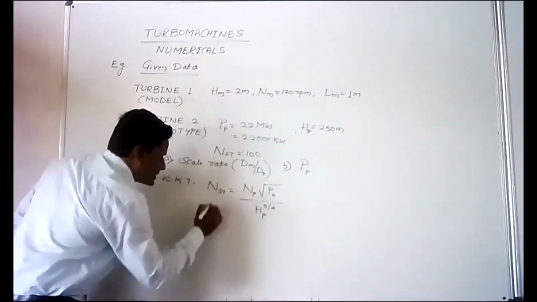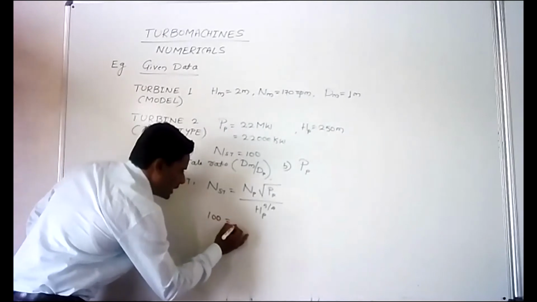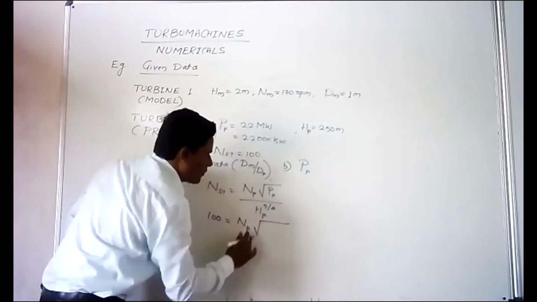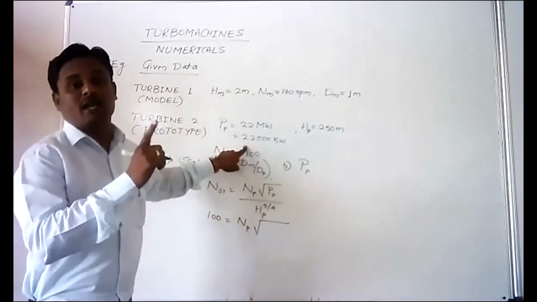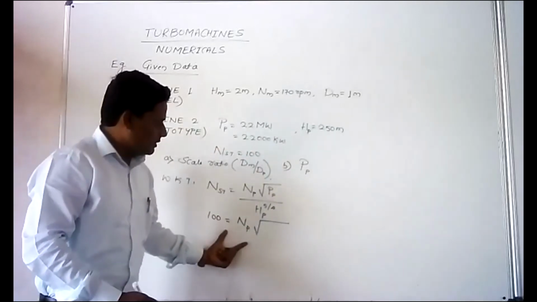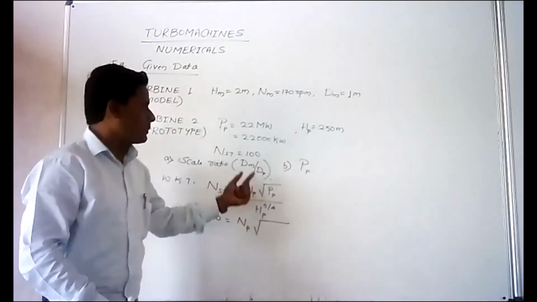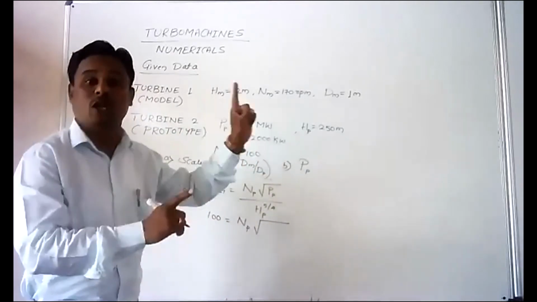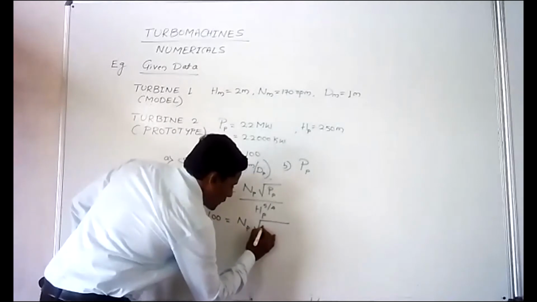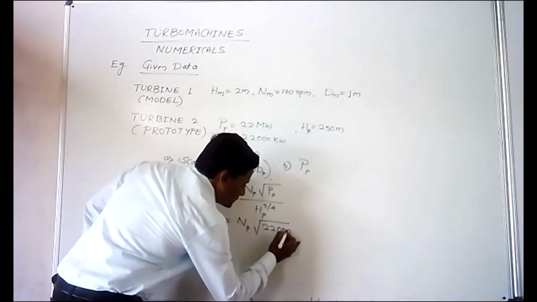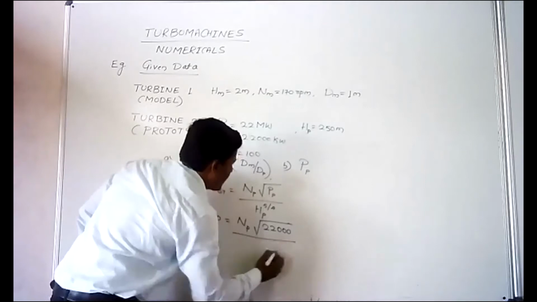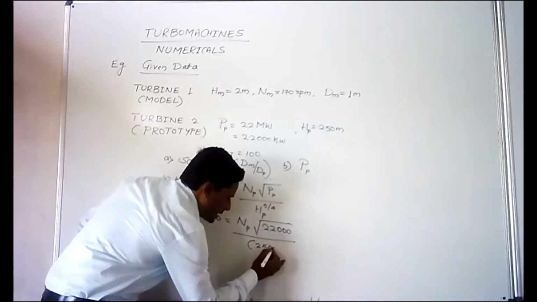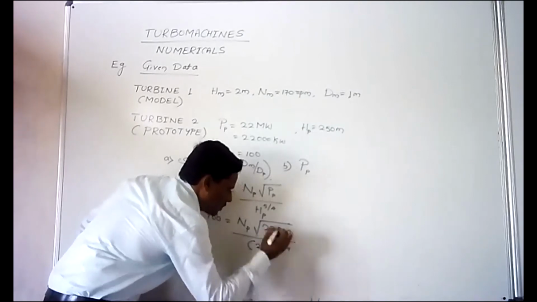So here Ns is 100 equals Np, which is unknown, keep it as is, root of Pp. What is the value of Pp? Again and again I am repeating: while using the formula for specific speed, you are supposed to take the power in terms of kilowatts only, right? So that is 22,000 divided by Hp. What is the value of Hp here? 250 raised to 5 by 4.